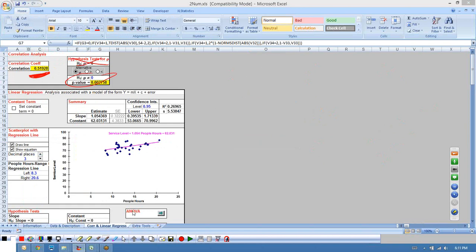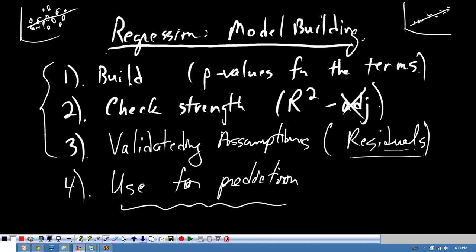Remember, when we're building models, let's take a look at what we're going to be doing. We're going to build them the right way. Building them the right way means we first look for the p-values, then we check the strength, then we validate our assumptions by looking at the residuals, then and only then do we use it for prediction. So let's go ahead and do those steps, all 4 of them.